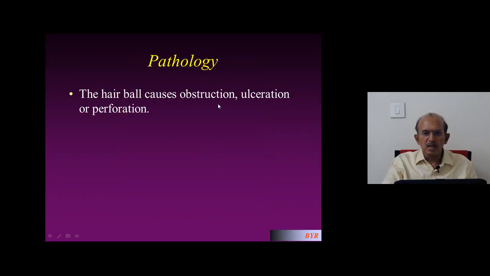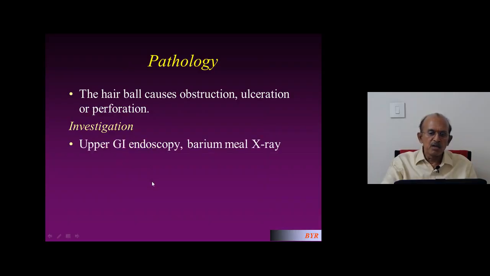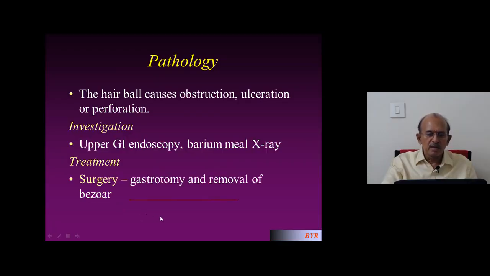The hair ball causes obstruction, ulceration, or perforation. Investigation: upper GI endoscopy, barium meal, X-ray. Treatment: surgery, that is gastrotomy and removal of the bezoar.